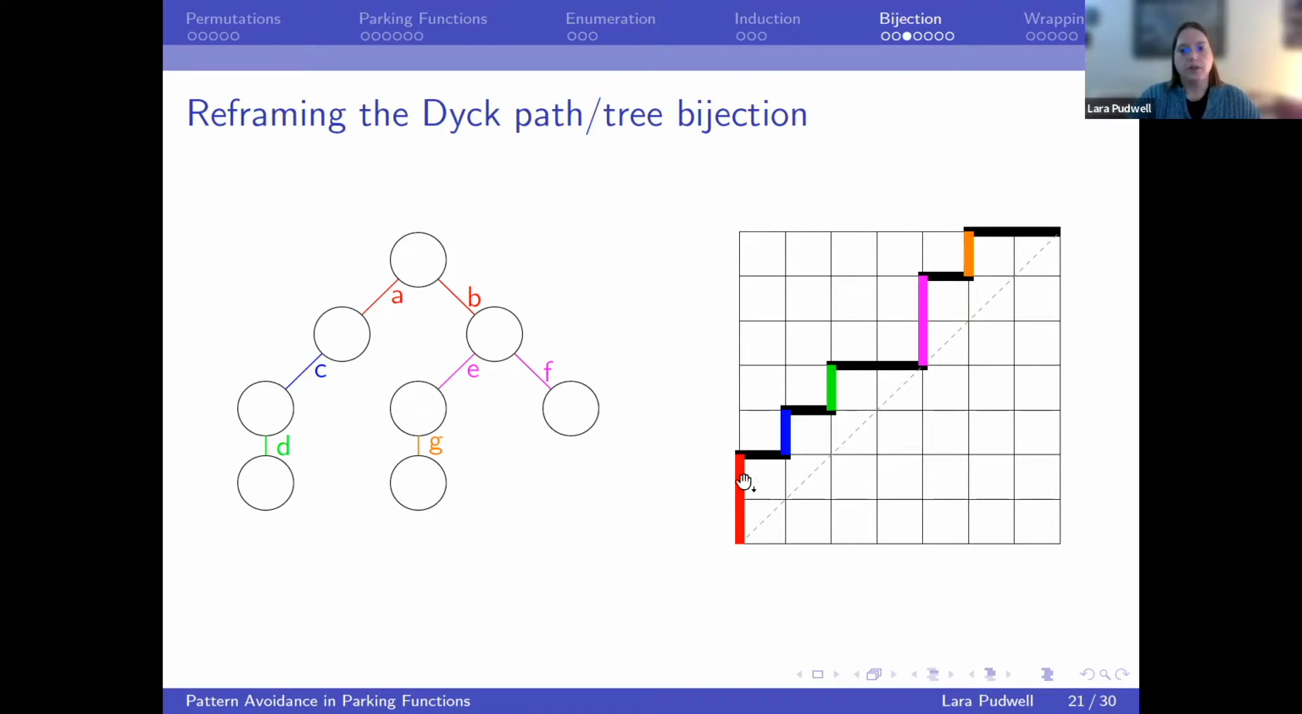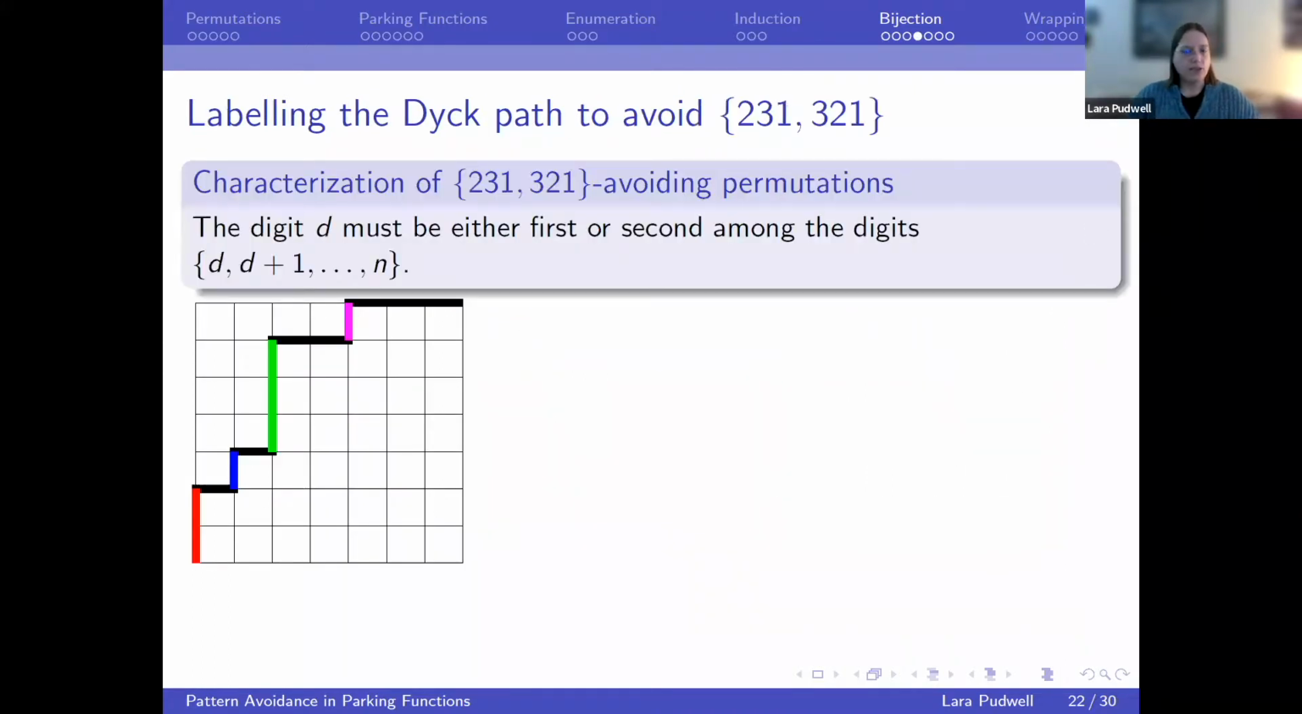So now I'm going to show you how I will take a Dyck path and label it to avoid our patterns. I showed you a picture of a 231, 321 avoiding permutation earlier, but here's a characterization that's particularly helpful. Notice that based on these two patterns, the digit d has to be either first or second among it and all the larger digits. For example, 1 has to be the first or second digit in the whole permutation, because if it was third or later, you would make one of these patterns. 2 must be first or second among the digits 2 through n. 3 must be first or second among the digits 3 through n.